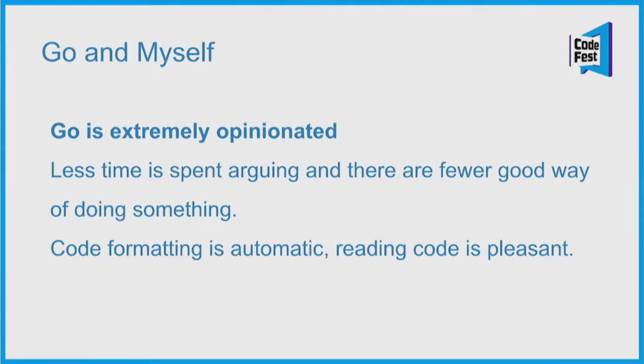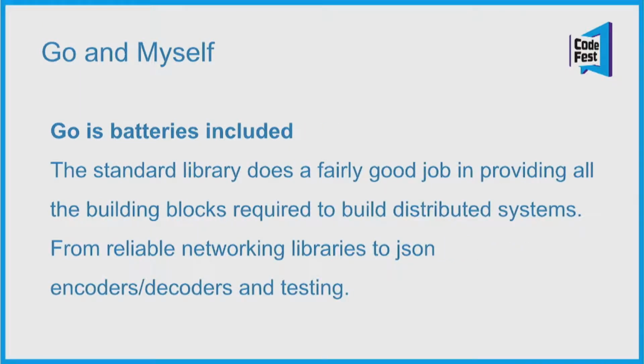For example, code formatting is something that is automatic in Go. There is a tool that makes this possible. So when you review pull requests, usually there is no discussion on how many spaces versus tabs, or indentation, and so on.